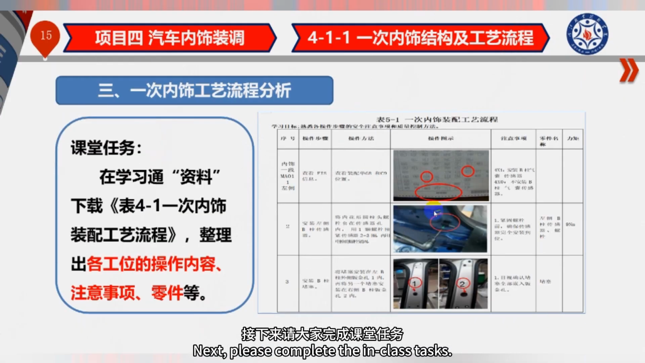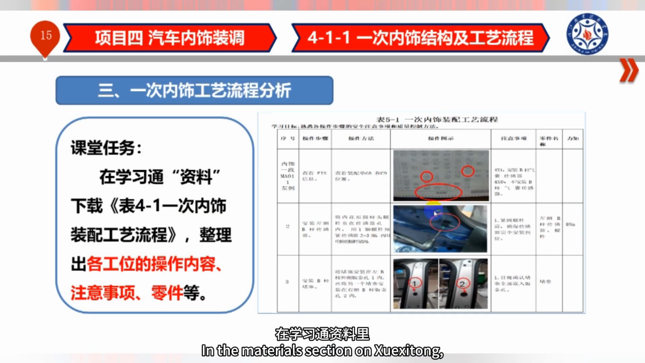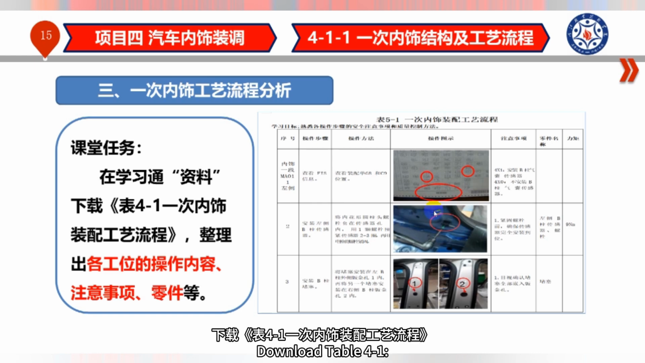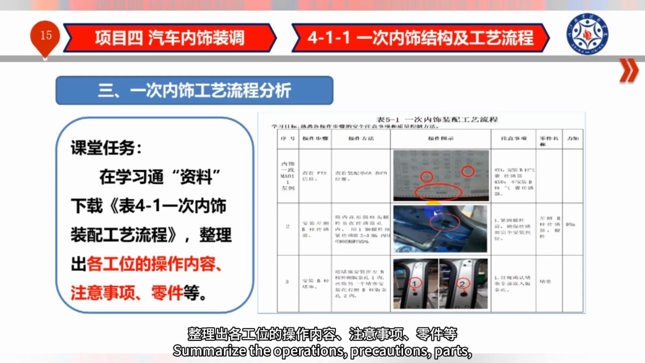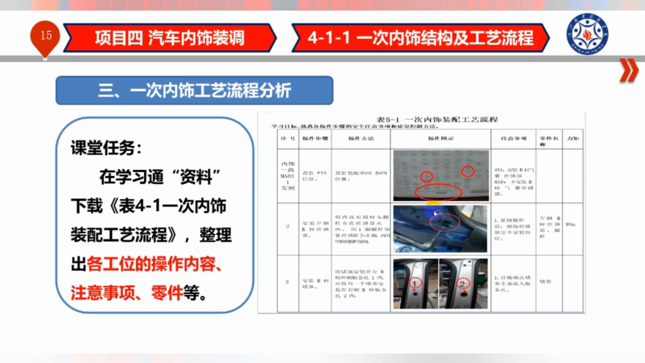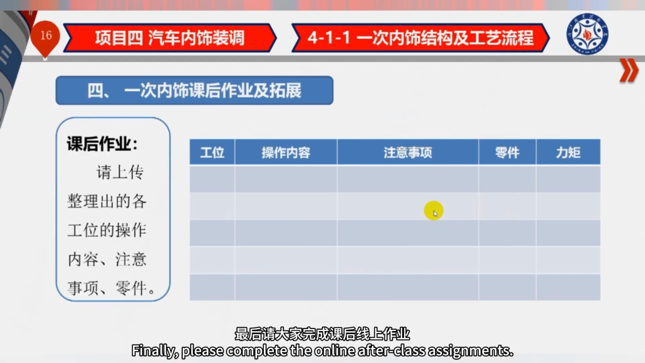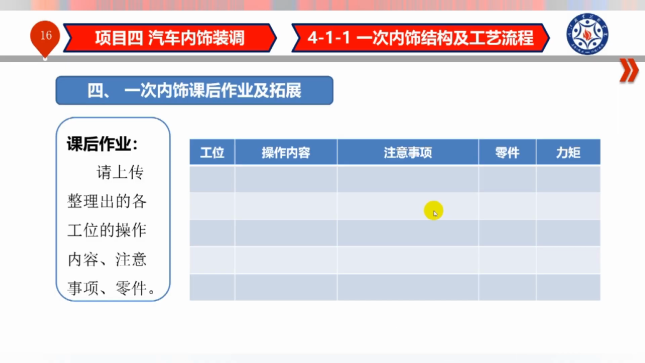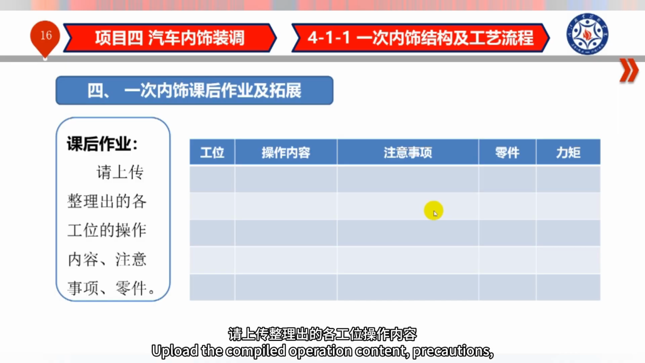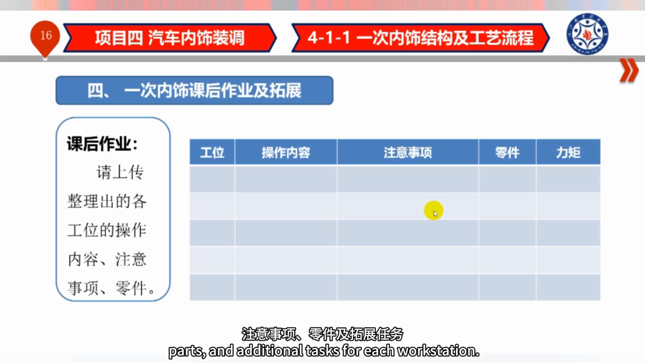Next, please complete the in-class tasks. In the Materials section on Shishitong, download Table 4:1, Primary Interior Assembly Process Flow. Summarize the operations, precautions, parts, and other information for each workstation. Finally, please complete the online after-class assignments. Upload the compiled operation content, precautions, parts, and additional tasks for each workstation.